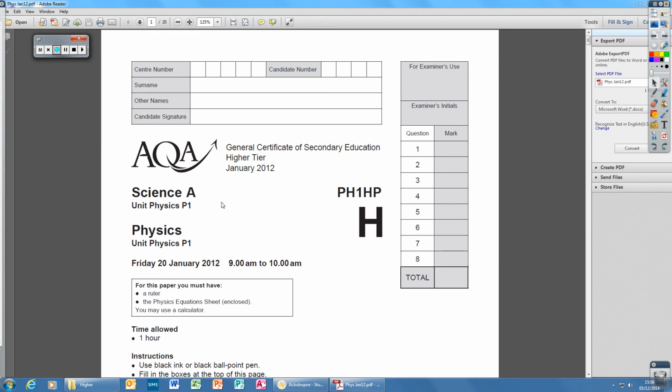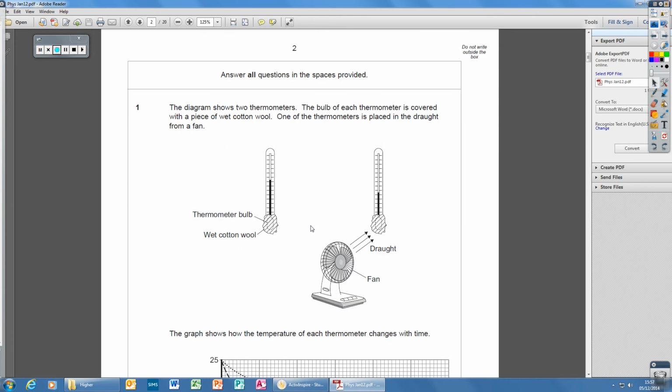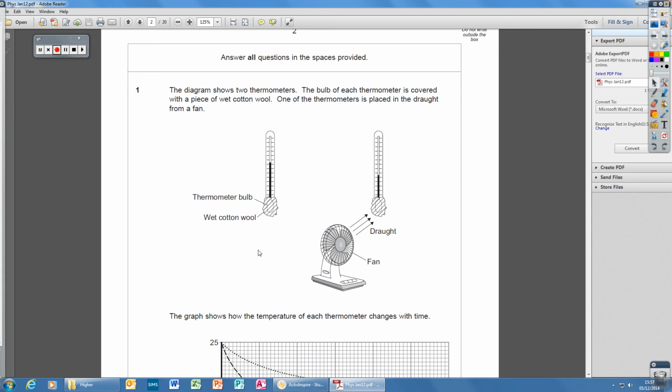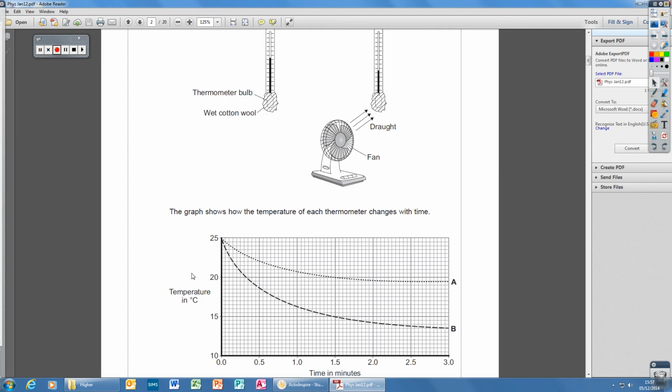Okay, here are some answers to the first part of the AQA ScienceA higher paper exam from January 2012. Question 1. This is the higher tier paper. So we've got a couple of thermometers here, and there's a wet piece of cotton wool underneath each one. Okay, one is put in the draft from a fan and the other one isn't, and the graph shows how the temperature of each thermometer changes with time.